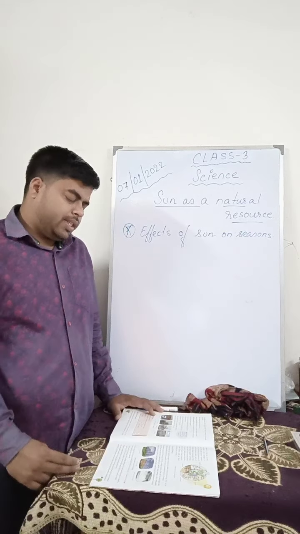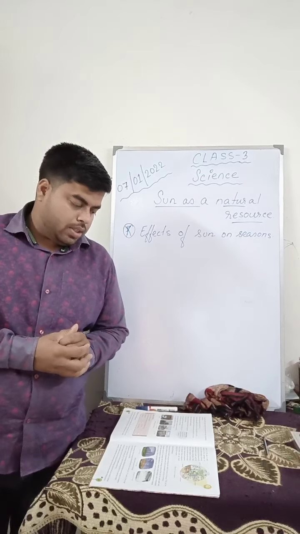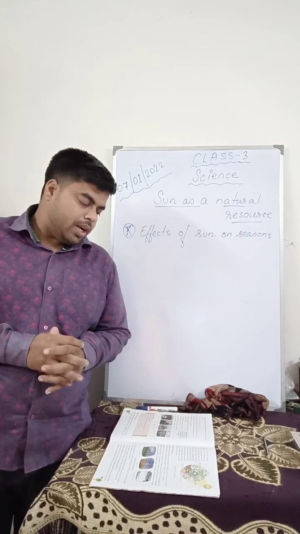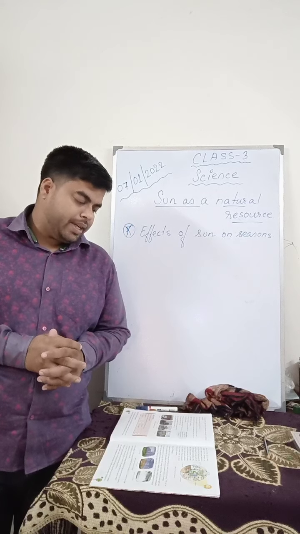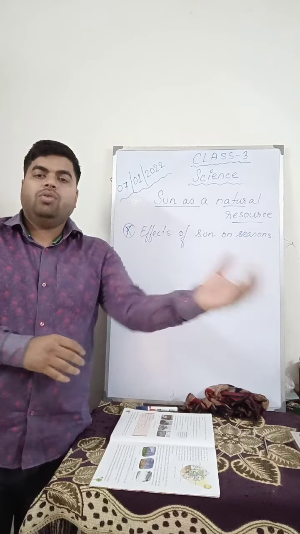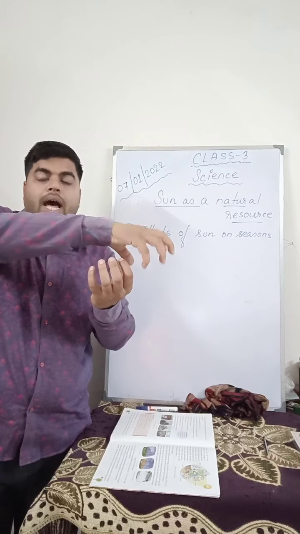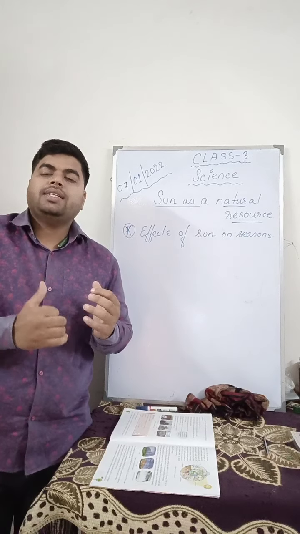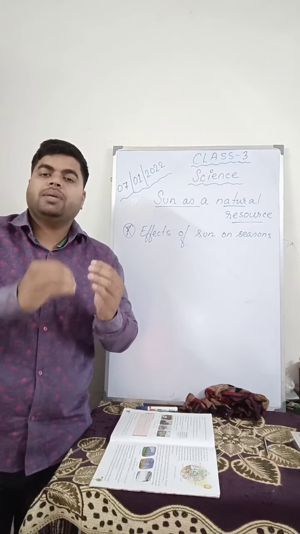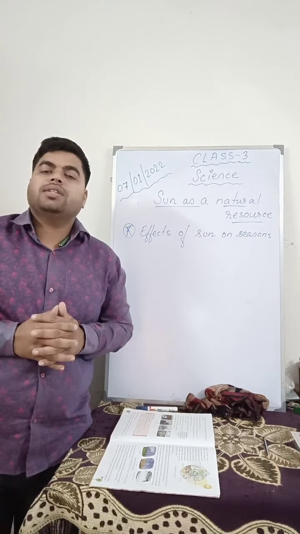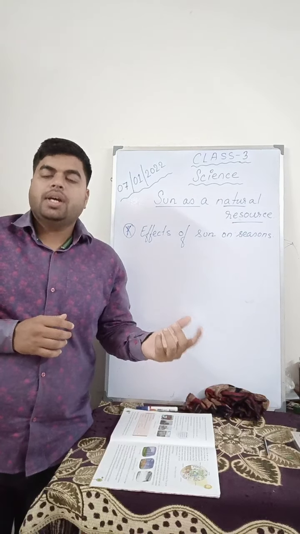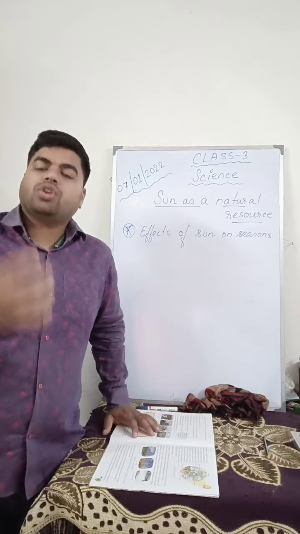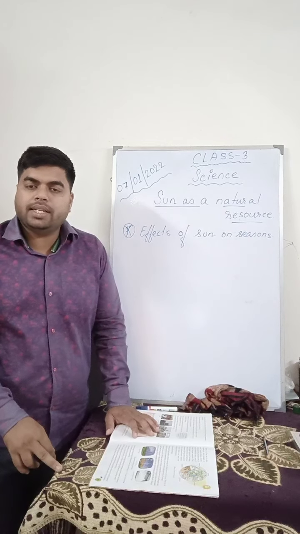The sun is also responsible for the changes in season. How does it change? The earth moves around the sun. Due to this, the amount of sunlight received by each part of the earth changes every day. Maybe today this part is getting more sunlight, maybe tomorrow some other part will get it, maybe the day after tomorrow some other part. So every day this position is changing, and as this position is changing, the seasons also change.